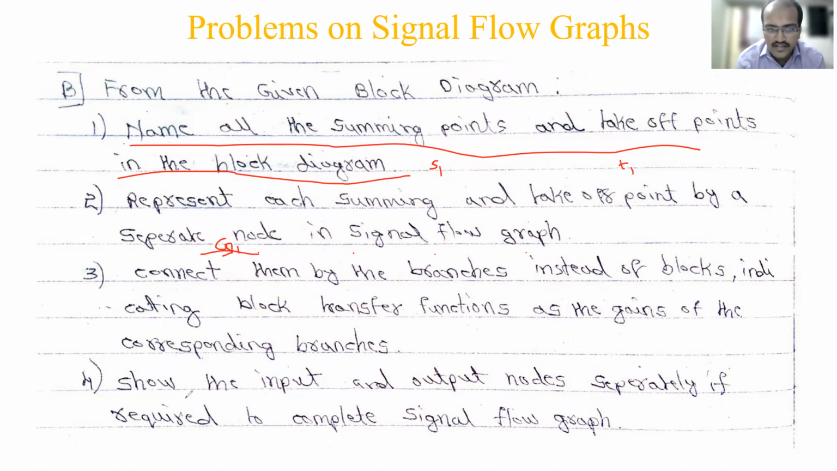Then finally, show the input and output nodes separately if required, to complete the signal flow graph. So that means you have constructed it all. Finally the output comes here and the input comes here, so you can extend these lines like this. You can consider 2 additional nodes, and say this is the final output C(s) and this is R(s). Like that, finally you give it a shape.